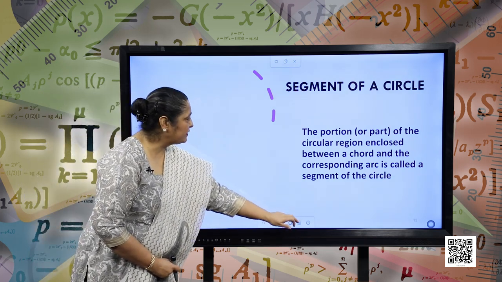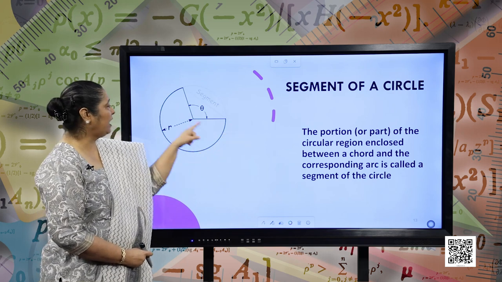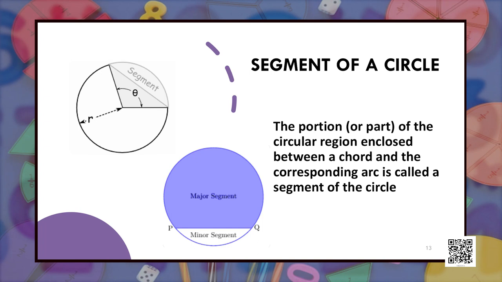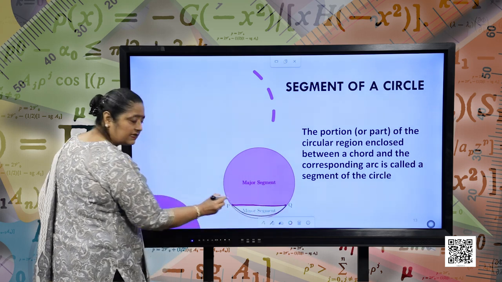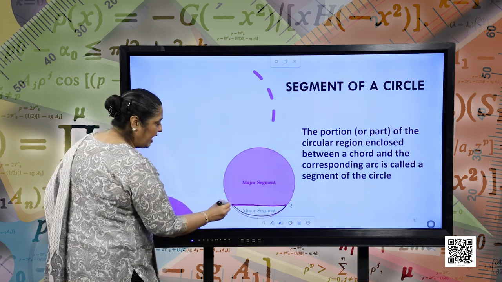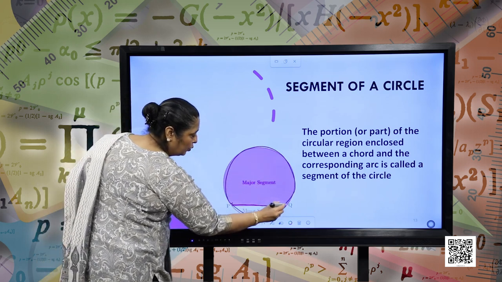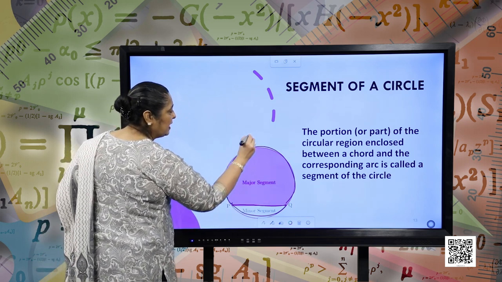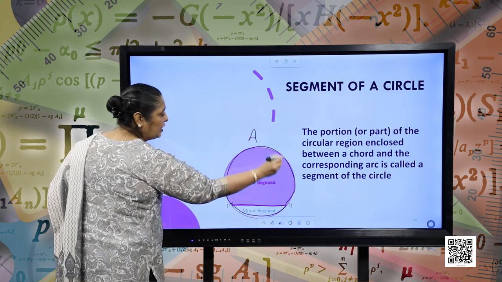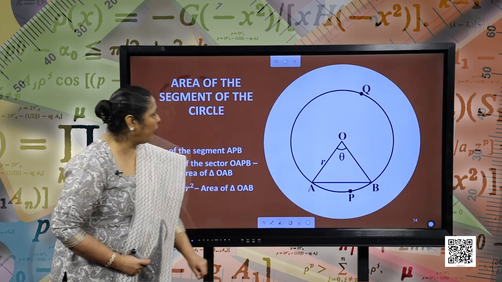Now, what is a segment of a circle? The portion or part of the circle enclosed between a chord and the corresponding arc is called the segment. So, we have two segments: the minor segment, the smaller one, and the major segment, the bigger one. So, PQ, this is the minor segment, and on the other side, let me name it as A, then PAQ is the major segment. I hope this is clear. So, let us move forward.